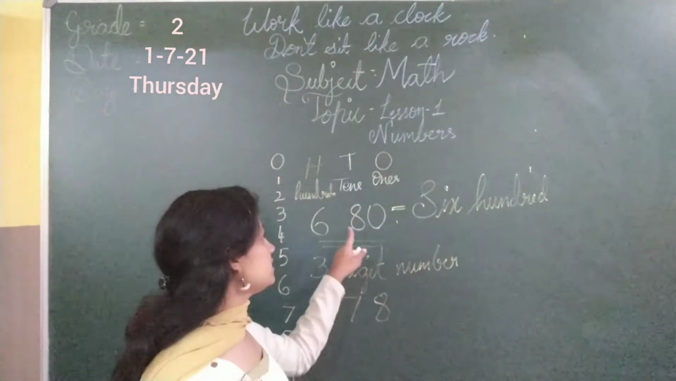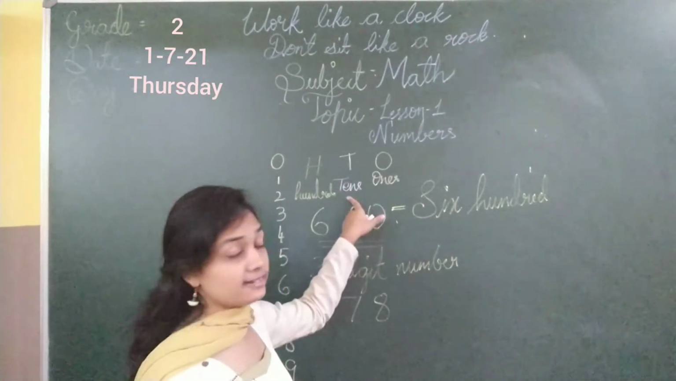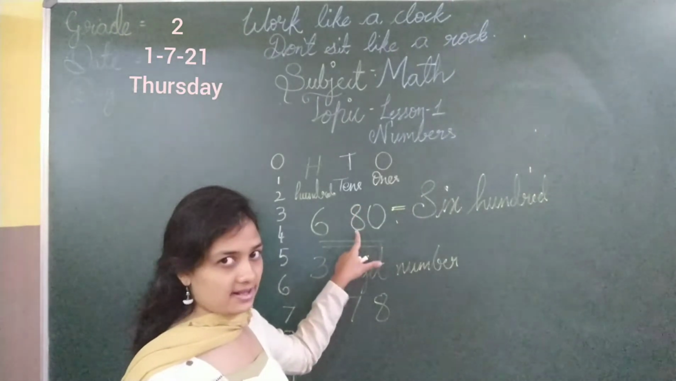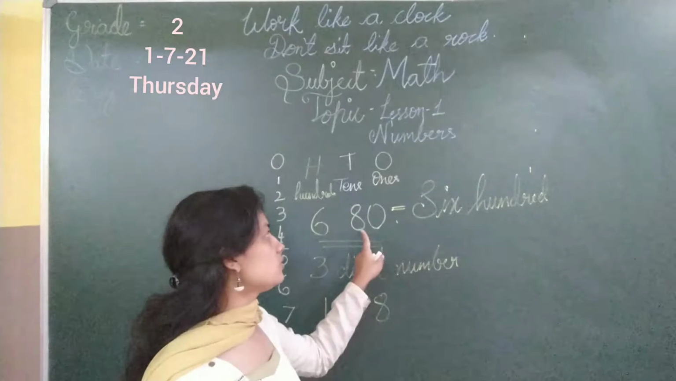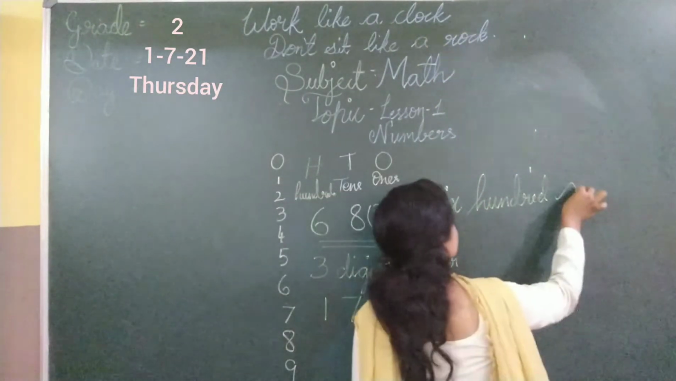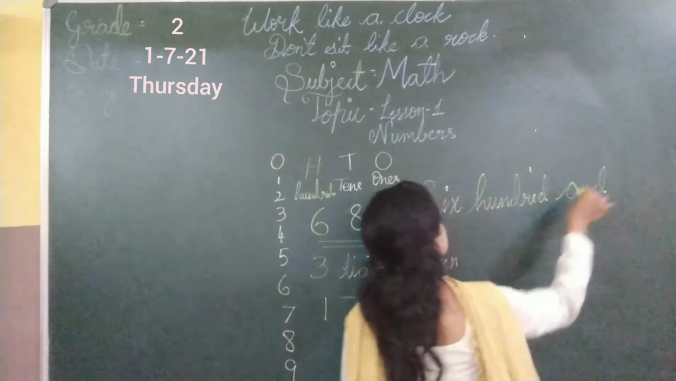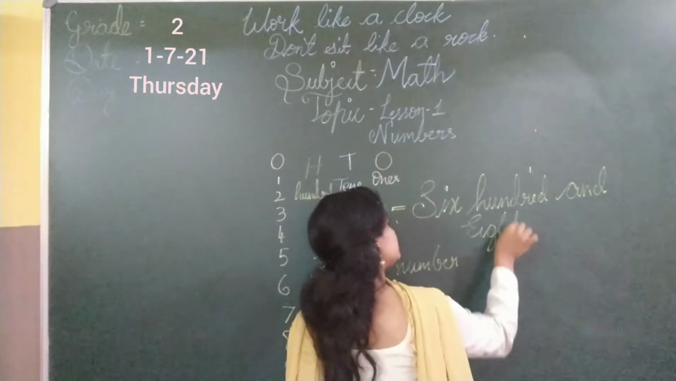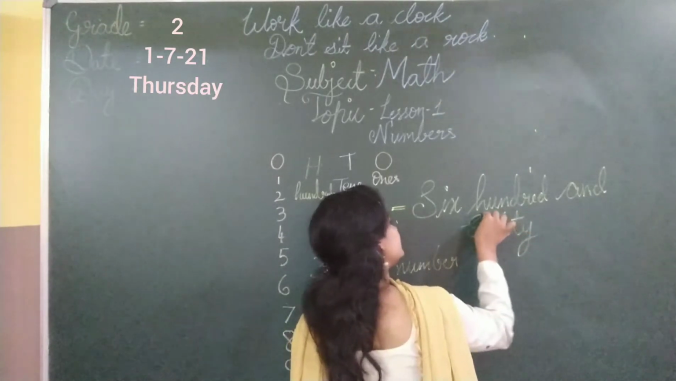And next I have 8 in the tens place. So 8 in the tens place makes 8 tens, which are 80. So I should write EIGHTY. 80.